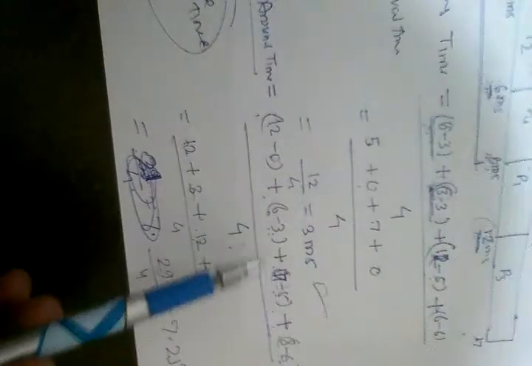12 minus 0 is 12, 6 minus 3 is 3, 17 minus 5 is 12, and 8 minus 6 is 2. So 12 plus 12 is 24, plus 3 is 27, plus 2 is 29, divided by 4 equals 7.25. This is the average turnaround time, 7.25.